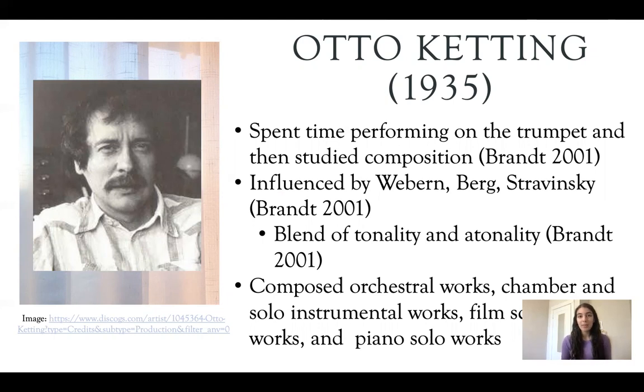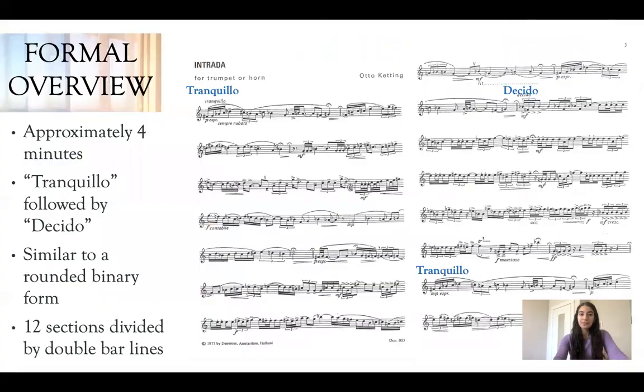Ketting was a Dutch composer born in 1935, and the trumpet was actually his main instrument. So this is automatically relevant to the piece we're looking at today, because this is an example of Ketting writing for his own instrument, which he didn't do very often. Most of his works are for chamber ensemble or other solo instruments or for orchestra. Brandt talks about Ketting's work as combining tonal and atonal features and being expressive in a way that was similar to Berg, but also being influenced by Webern and by Stravinsky.